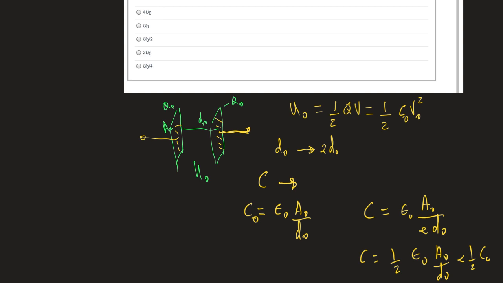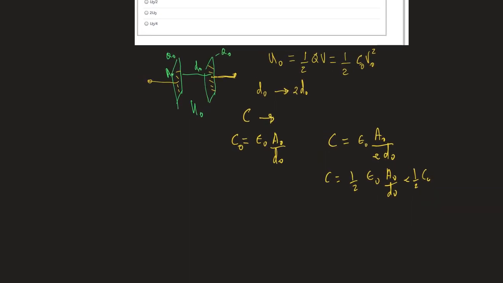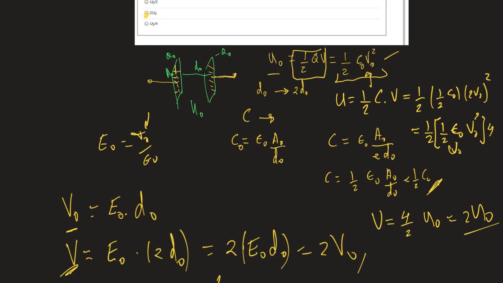Yes? Okay. But now, if I use this equation, I need to know what happened with V0. E0 by D0 is V0, the change in potential. Now the new V will change because E0 will change. E0 is the electrical field produced by the charge. So E0 is the new electrical field.